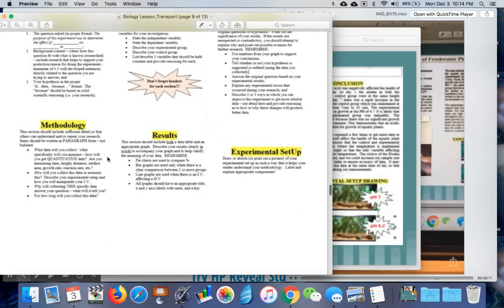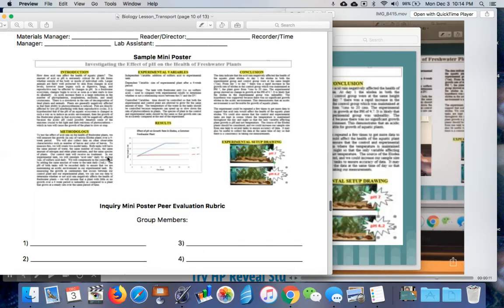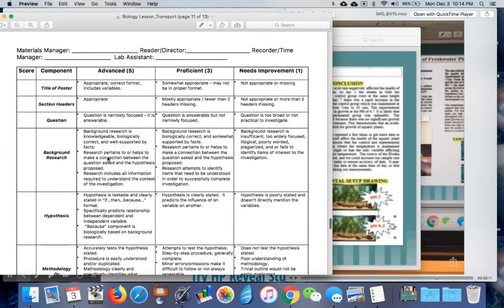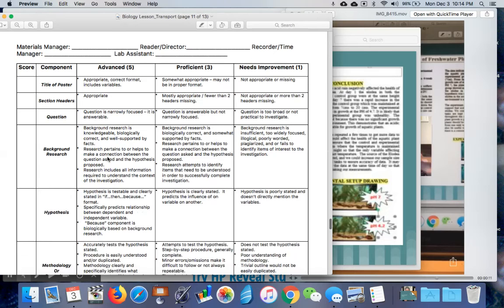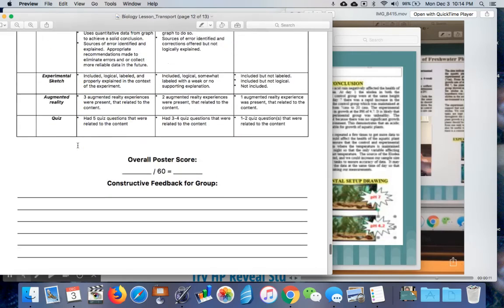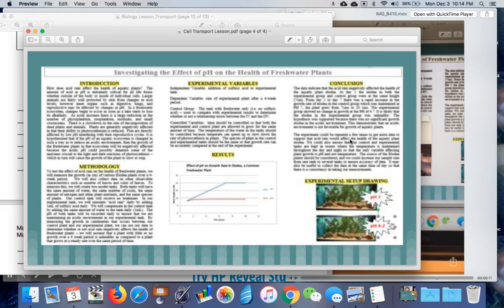I was able to show them what was expected of them in their poster, and then also, again, I showed them the sample poster. After all the posters were created and all the augmented reality was added, they were asked to do a gallery walk. They looked at all their peers' posters, made observations, and graded them using this rubric. This would have been the same rubric that the teacher would use, and they were also asked to give constructive feedback. I really enjoyed doing this lesson.